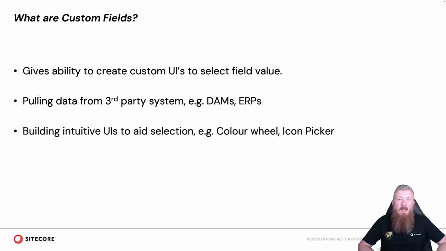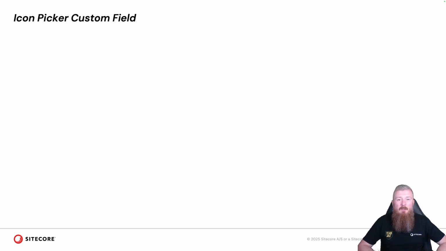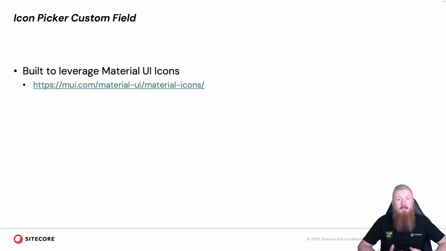Another option is that maybe you want to have a more intuitive way to select that value. You can think of things like color wheels or icon pickers as being a great example of that. And an icon picker is the example we're going to take a look at today. We built an icon picker custom field component that's available as an open source repository today, and the link's down below in the description. This is based off the Material UI icon library. You can see the link for that available on screen here.